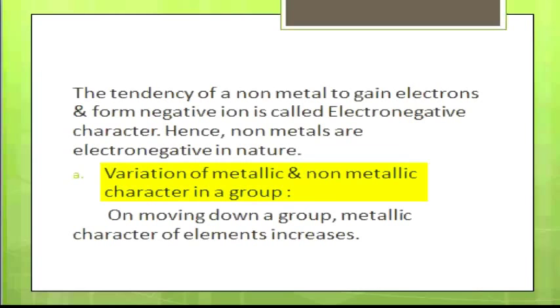Variation of metallic and non-metallic character in a group. On moving down a group, the metallic character of elements increases. This is due to the increase in atomic radius on moving down the group. Since the distance between the nucleus and the outermost electrons increases on moving down a group, the force of attraction between nucleus and electron decreases and less energy is required to lose electrons.